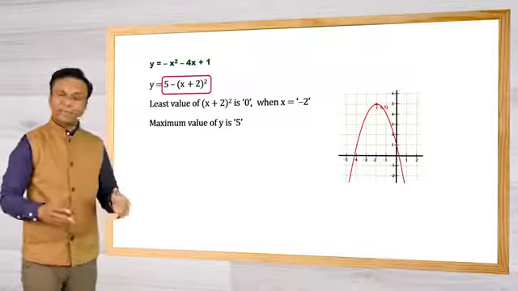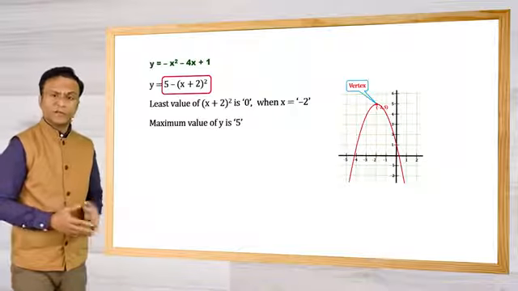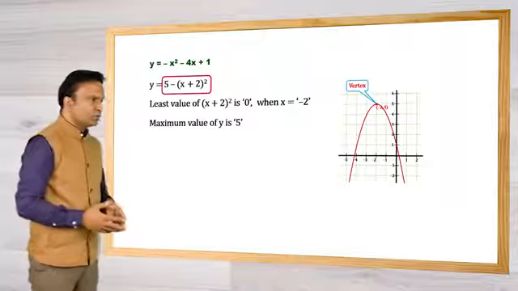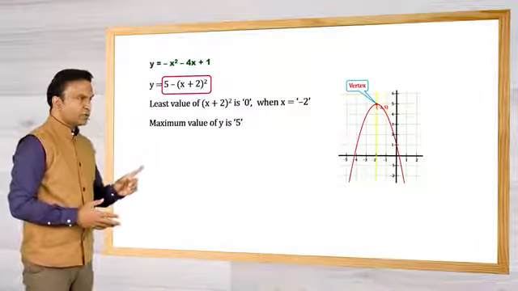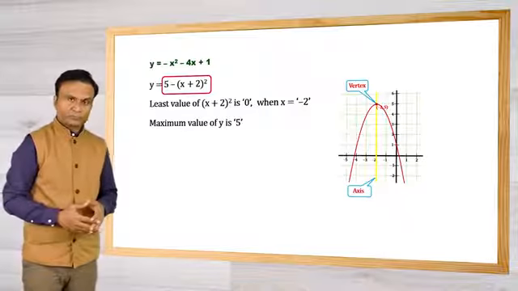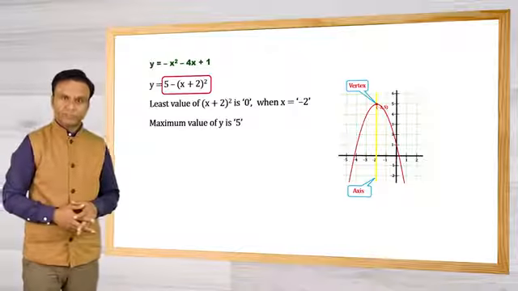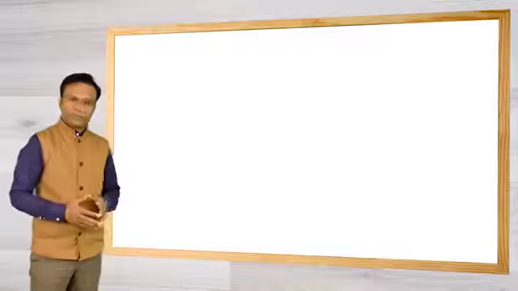Here vertex is (-2, 5) and the graph is symmetrical about the line x = -2. So x = -2 is the axis of the parabola. So now we can draw the graph of any quadratic function. So what did we learn from the discussion so far?